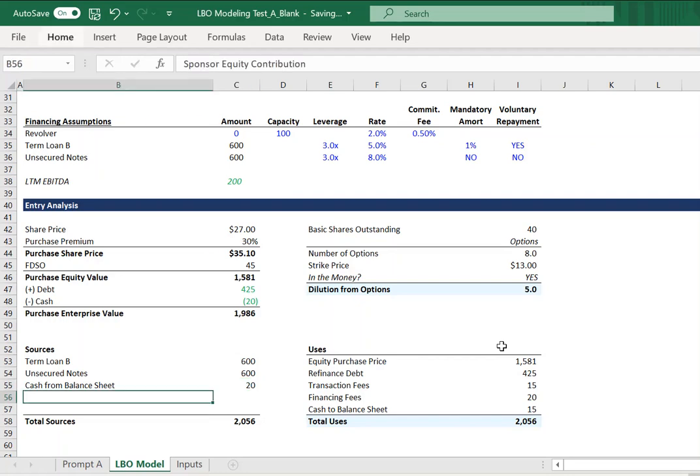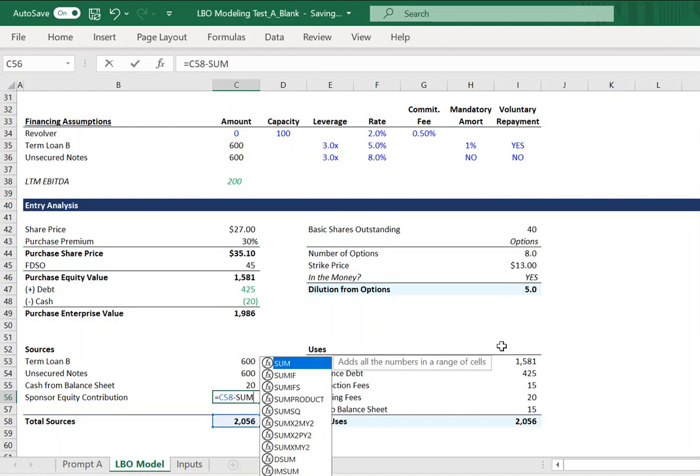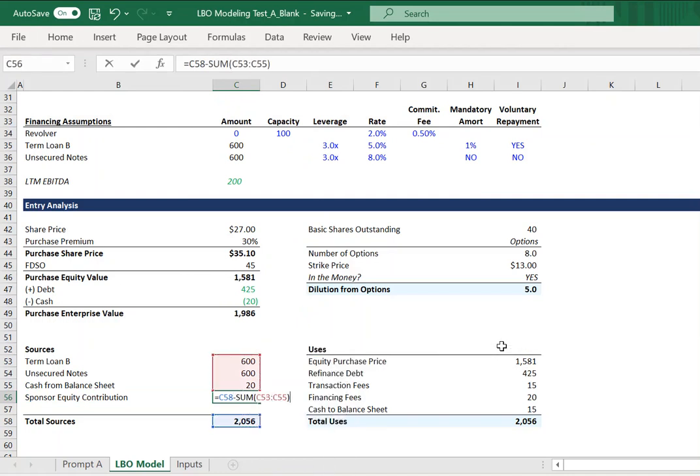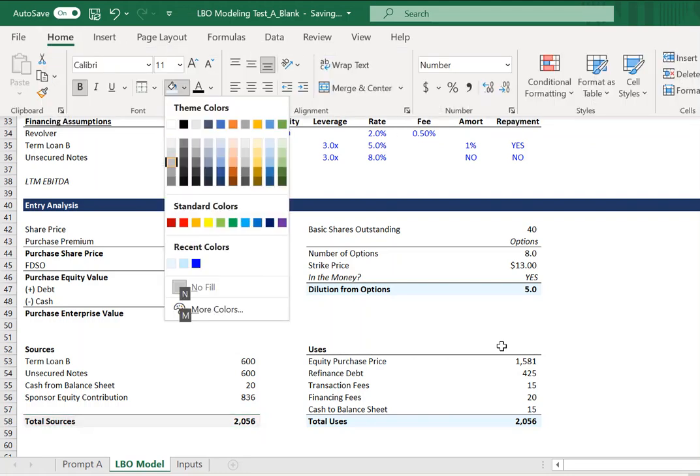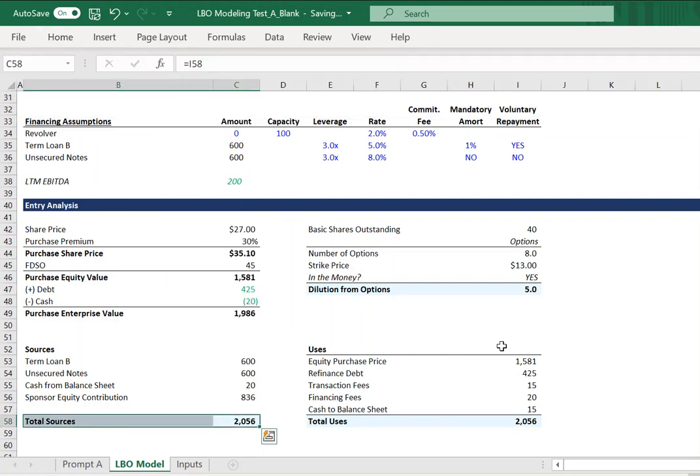So what's last? The sponsor equity contribution is last. It's going to be equal to your total sources minus the sum of the rest of your sources, and so that's 836. So now we've filled out our sources and uses. Let's go ahead and move down the line.